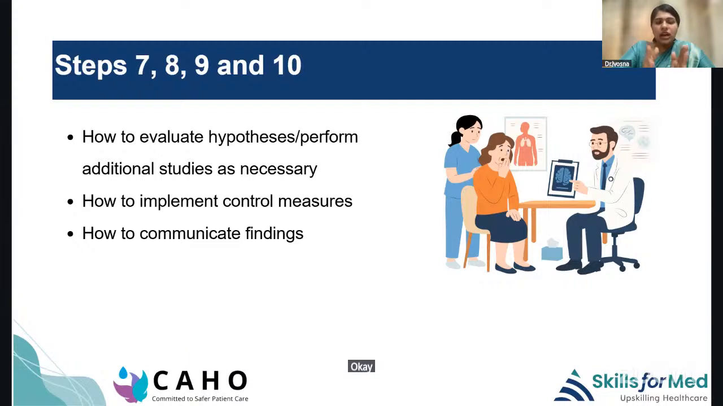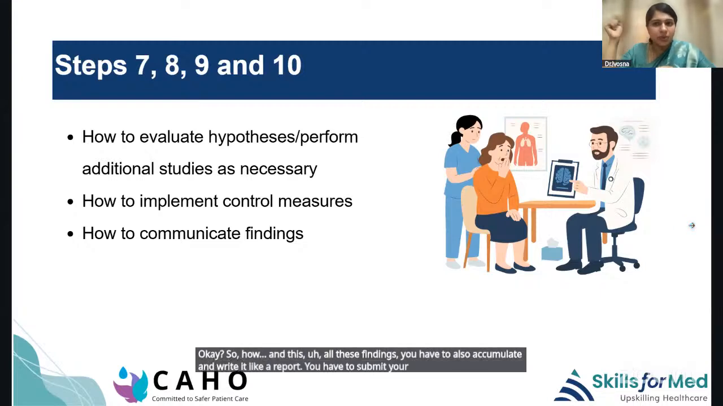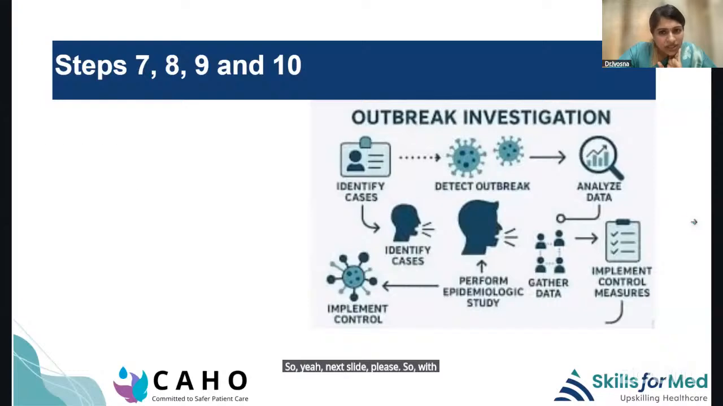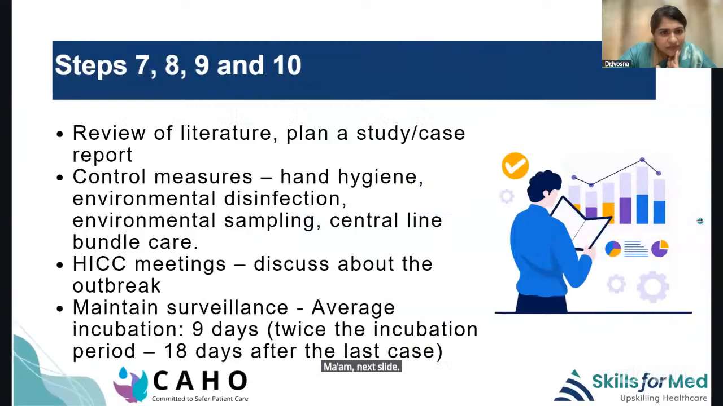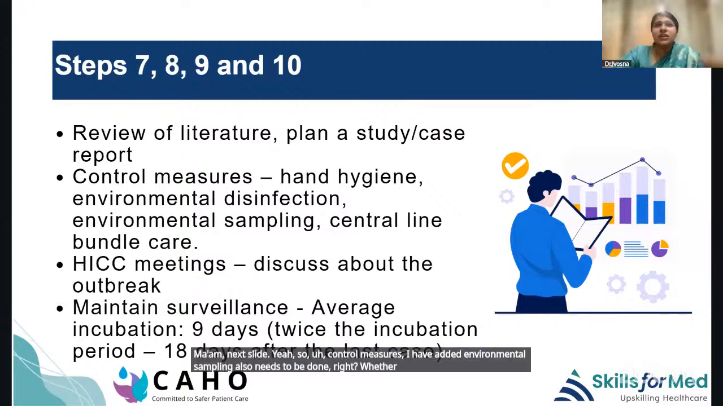All these findings you also have to accumulate and write up as a report. You have to submit your outbreak report once you have finished your investigation. So with regard to this outbreak, control measures I have added. Environmental sampling also needs to be done, right? Where is the Burkholderia coming from? We have to go and see where the contamination in the environment is.